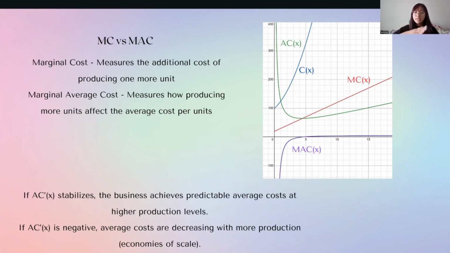As the average cost decreases, we can see that MAC is in negative territory, meaning that when marginal average cost is negative, the average cost is decreasing. And as AC(x) increases, MAC gets closer to positive values, meaning that producing more and more units makes the average cost of each unit more expensive.